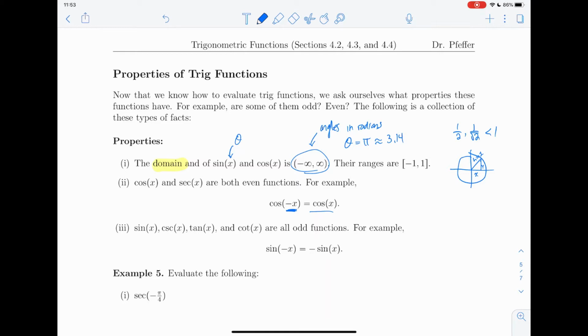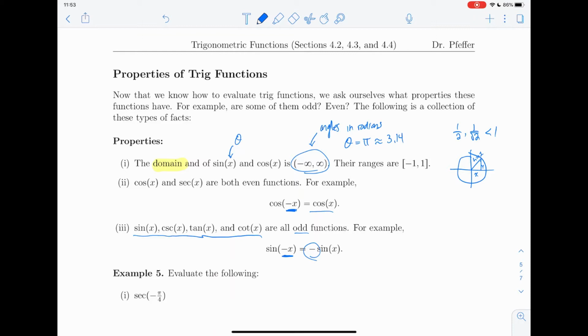And all of the other trig functions, sine, cosecant, tangent, and cotangent, are all going to be odd functions. Remember that what that means is that if I evaluate them at negative x, it pops the negative outside. And so I get the negative of my function. The evenness and oddness of a function, of course, is indicative of what type of symmetry it has.